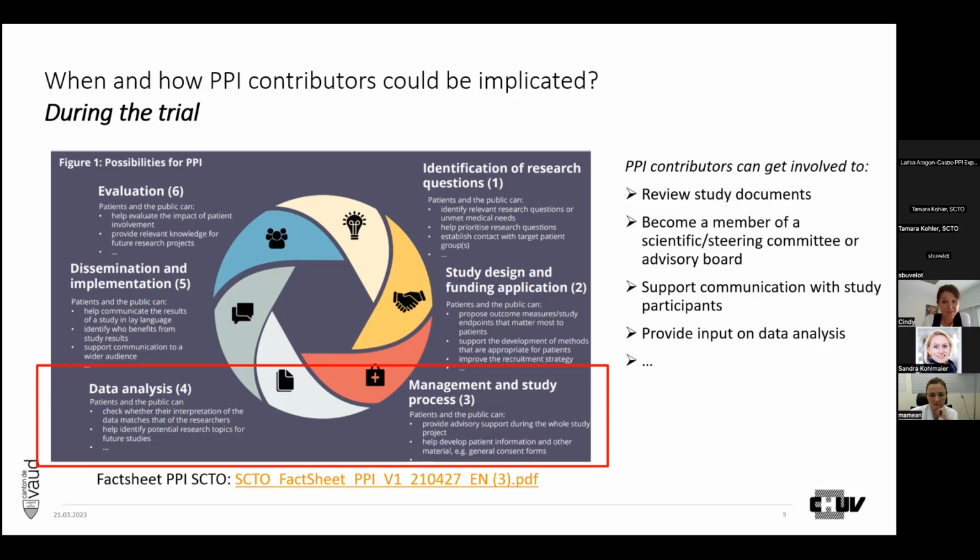They can support communication with study participants also and help you in the recruitment of these participants. And they can finally also be involved in data analysis in order to provide inputs on those data and help you maybe interpret the study data with regard to patient conditions.